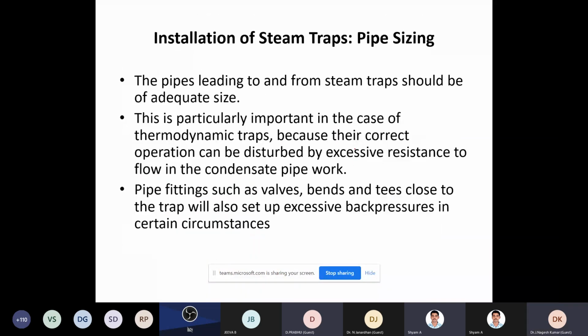Okay. Then, the traps, as we said, depend on the nature of application. So there are different types of traps for different applications. Thermodynamic traps, for example, are mostly used for the main lines, main steam lines.